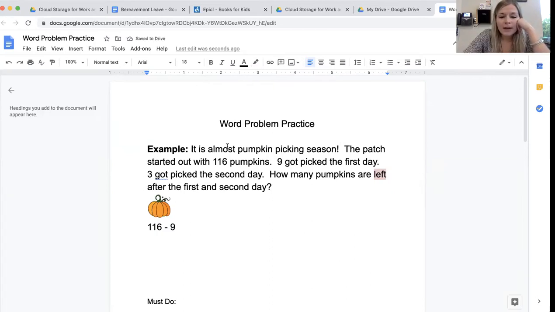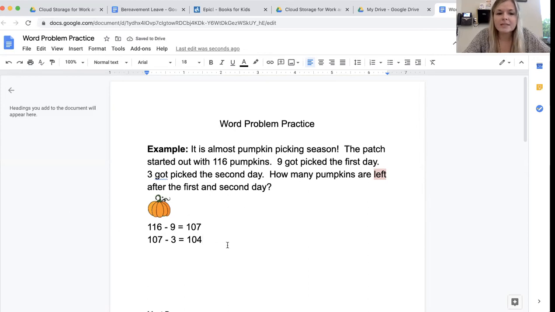So my first step, I know I have to take 9 pumpkins away from the 116. That will equal 107. And I can solve this in a snap, but you might be doing different strategies. That's my first step. Now I know that 3 more got picked the second day. So I'll need to subtract 3 more from 107, and that will equal 104.